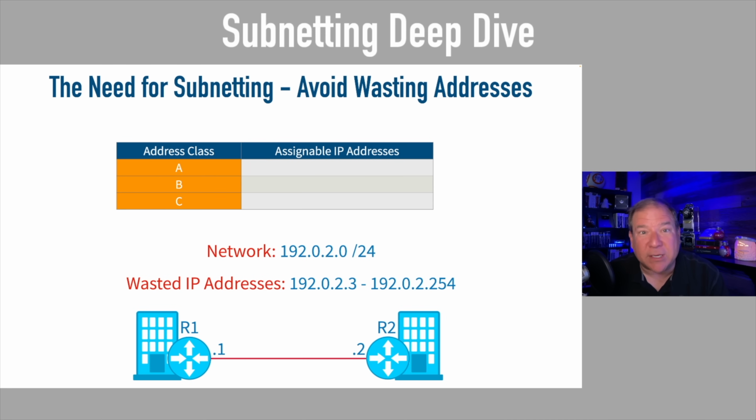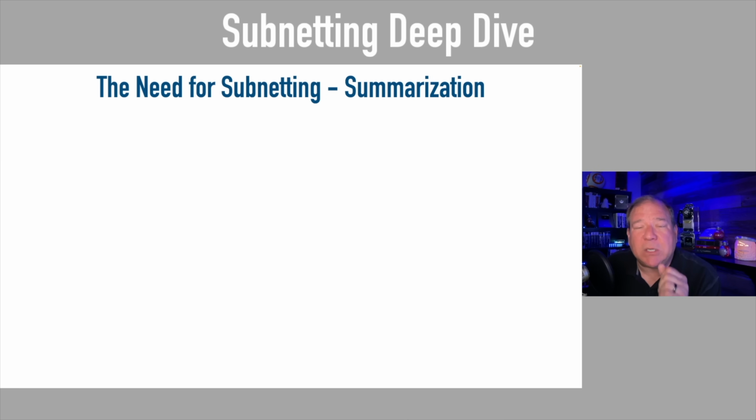And that was with the Class C network because it only has 254 usable addresses to start with. Class A has over 16 million addresses by default if we use the default subnet mask. Class B has over 65,000. So one reason that we want to do subnetting, don't waste addresses. Another reason we might want to alter the subnet mask is to do network summarization.